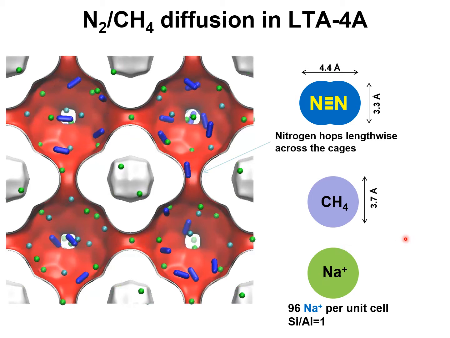Another thing to note when I play the simulations is that nitrogen jumps lengthwise across the windows from one cage to the adjacent cage, and that happens in this window region. So if you want to have a look at nitrogen hopping, look at this window. If you want to see the goalkeeper sodium cations in action, look at this window. And for the duration of this animation, the methane molecule is unable to cross the window because the animation is only run for a short period of time.